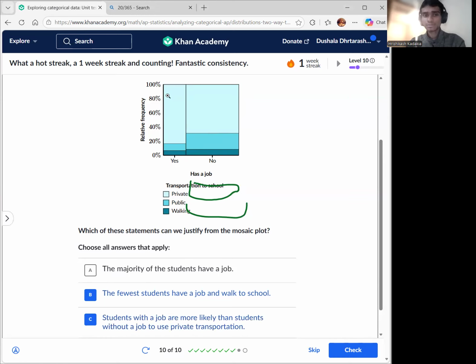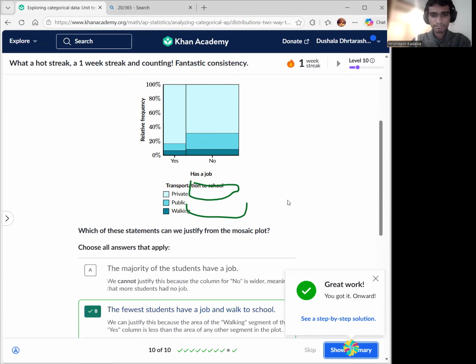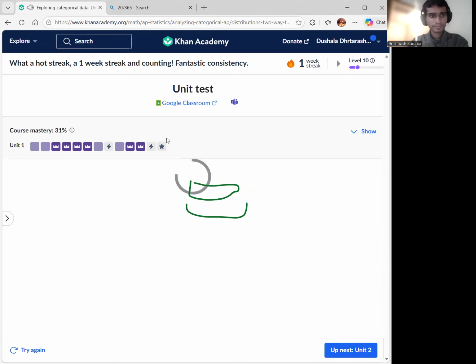With a job, they're more likely to use public transportation because this light blue rectangle is bigger for the students with a job. So yes, if they have a job, they're more likely to use public transportation. Anyways, we got them.